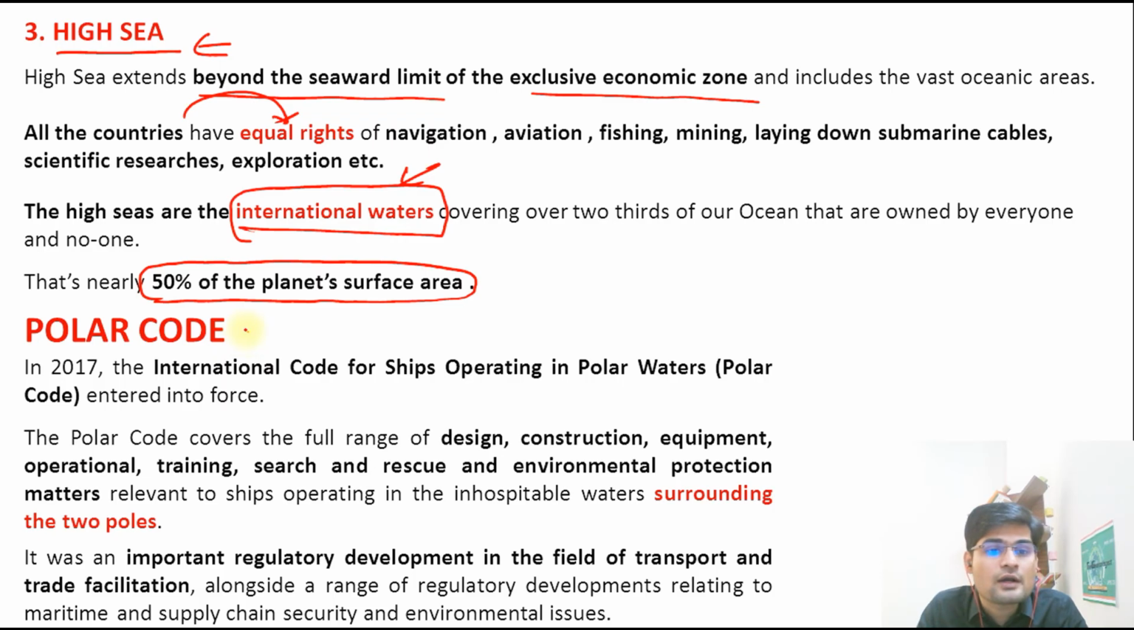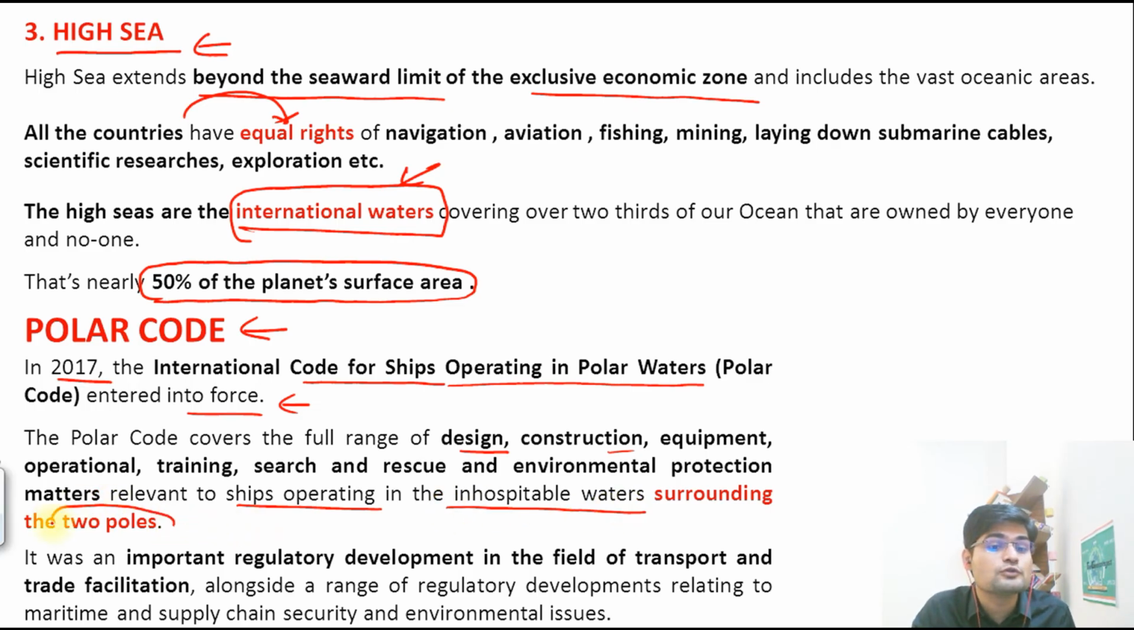Apart from this, there is something called the polar code. Now, what is this polar code? In 2017, the International Code for Ships Operating in Polar Waters entered into force. Now, the polar code covers the full range of design, construction, equipment, and operational training. Apart from that, environmental protection matters are taken up relevant to ships operating in inhospitable waters surrounding the two poles, that is North Pole and South Pole. So this polar code has been mentioned, and it has been in force since 2017. Now, why was it important? It was an important regulatory development in the field of transport and trade facilitation around the polar areas, which has a range of regulatory developments related to maritime as well as chain security and environmental issues. That is important to remember as the polar code.